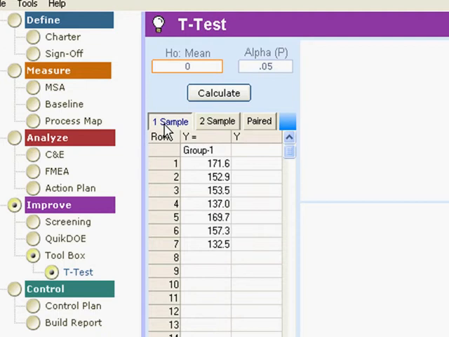Normally when we do this test, we don't have the luxury of knowing the mean or standard deviation of the population from which the data were drawn. But in this case we do, so that's handy. Let's just put 150 in there, which we know is the population mean, and see what QuikSigma tells us.